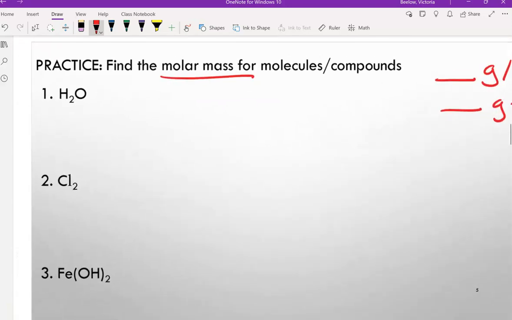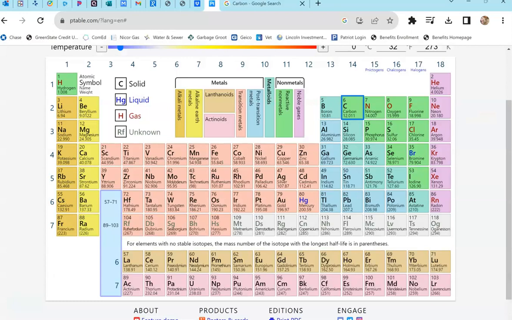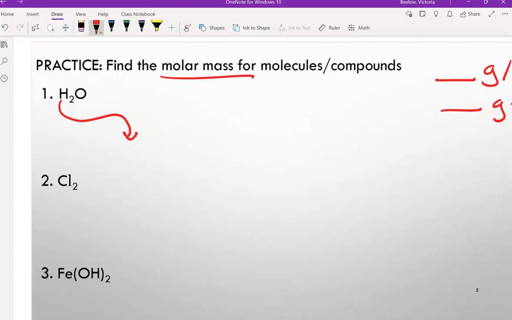So let's start with water. Water is H2O. What you would want to do first is find the molar mass of hydrogen, because that's the first element. You're going to need the molar mass of all the elements listed in that compound. We said earlier, if you just had carbon, it'd be 12.011. That would be its molar mass. Now we're going to look at molecules or compounds, so things that have multiple elements or multiple of the same element. So hydrogen is 1.008.